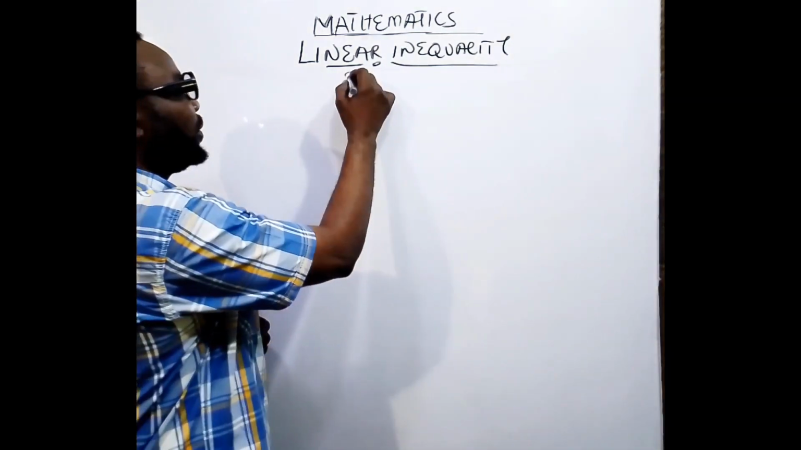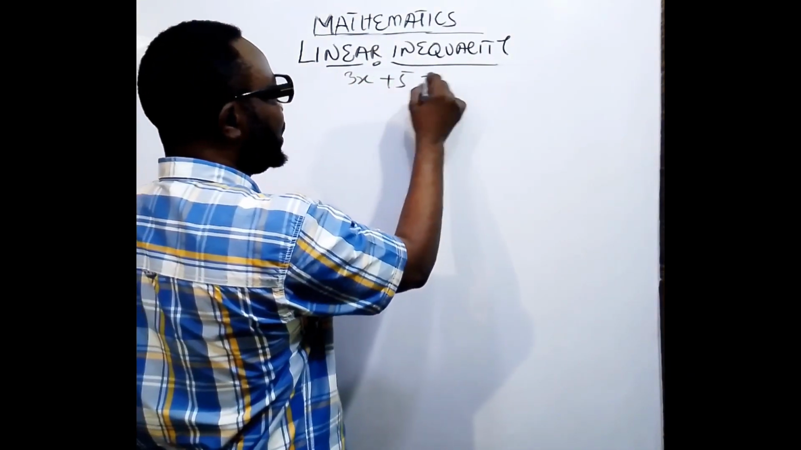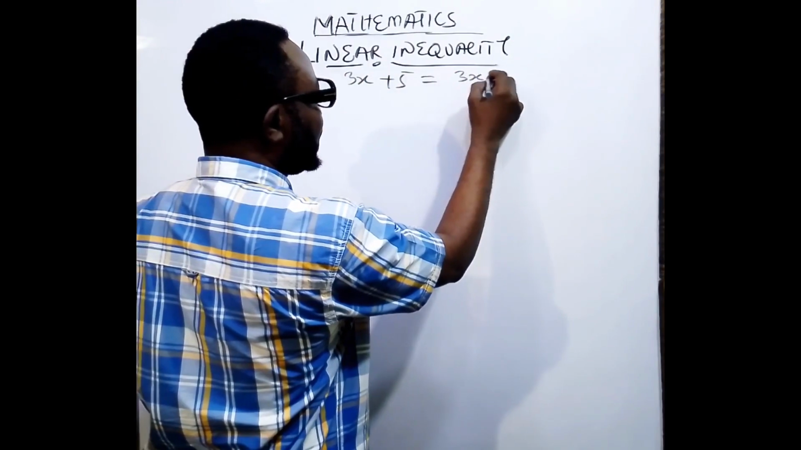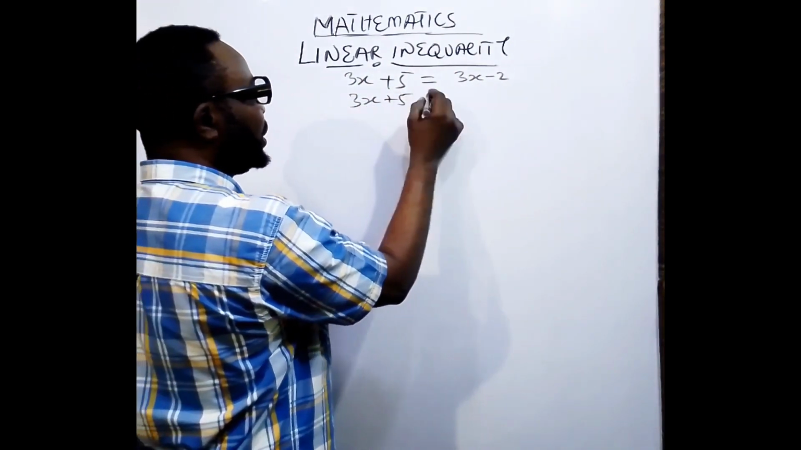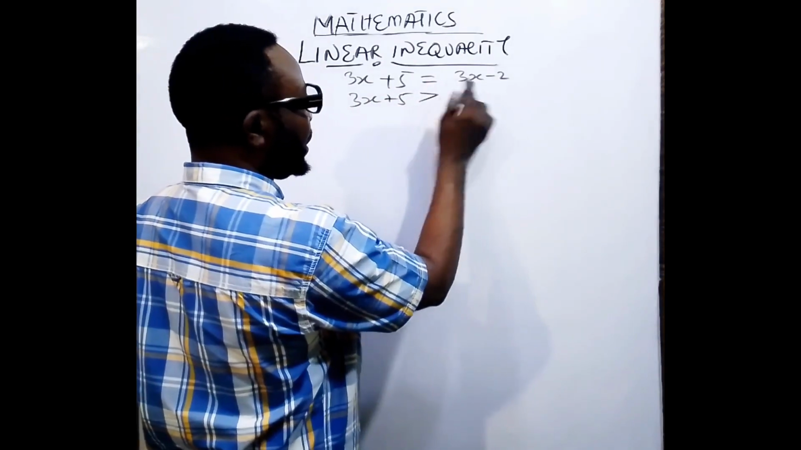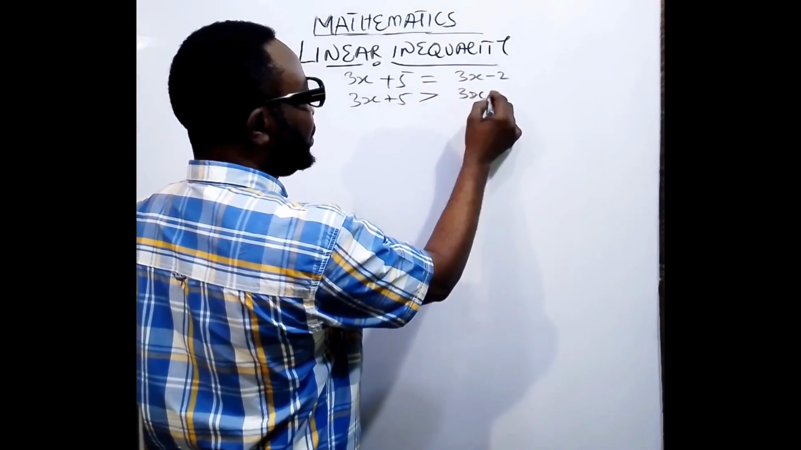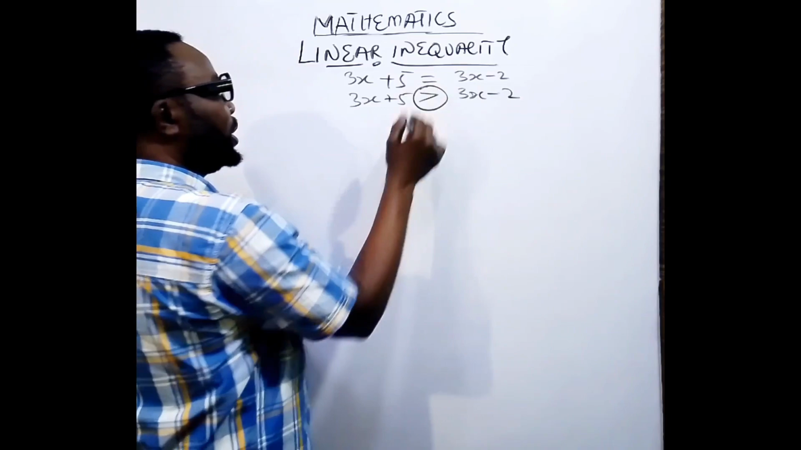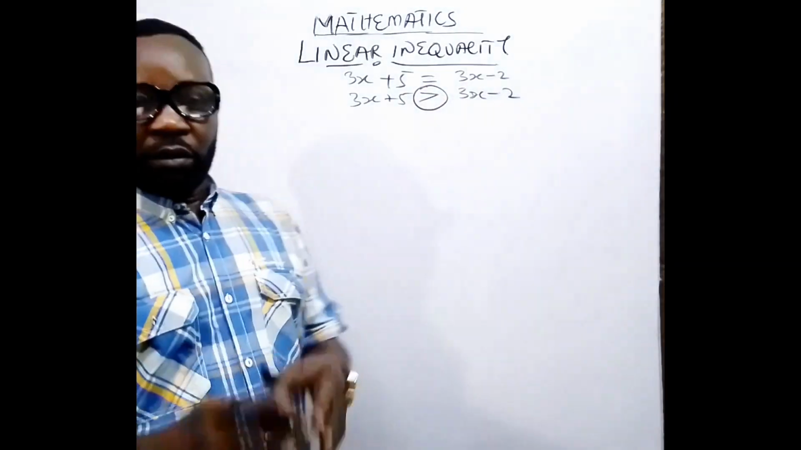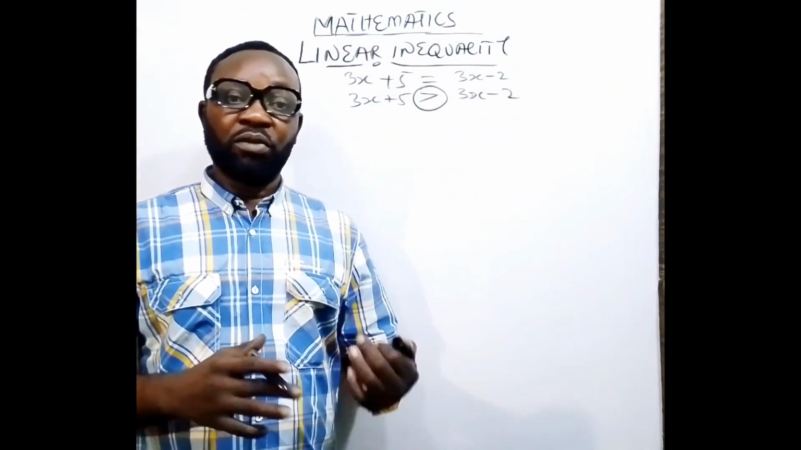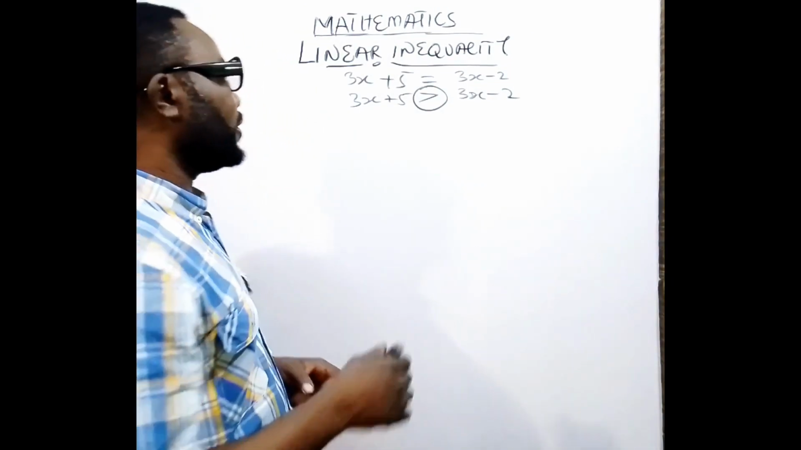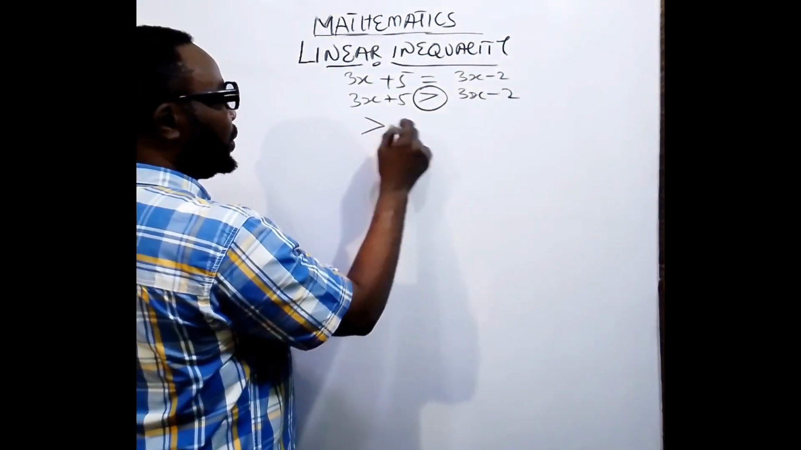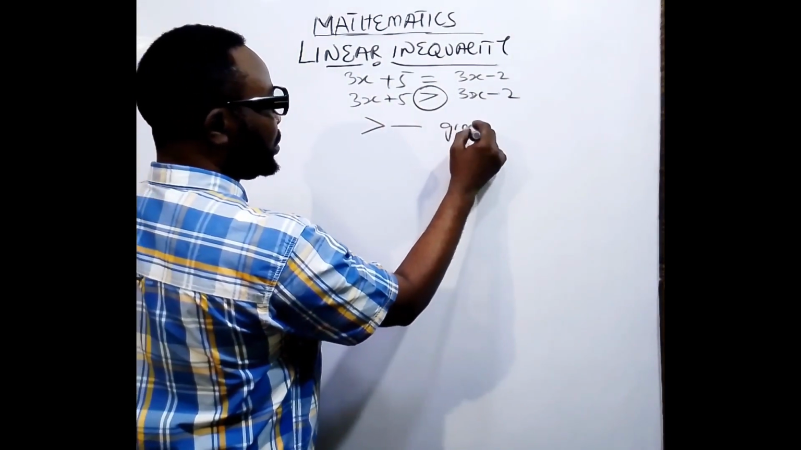For instance, if you have 3x plus 5 is equal to 3x minus 2, this sign will be changed to, say, greater than, 3x plus 5 greater than 3x minus 2. We have different types of signs that you make use of in inequality. The signs are as follows. We have this sign called greater than.